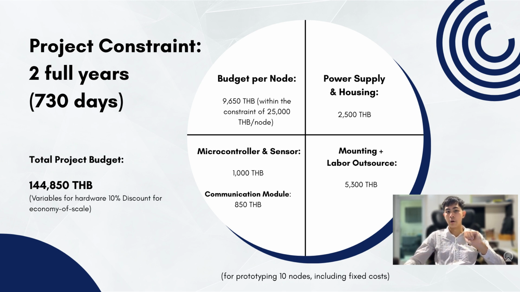We also have a power supply and housing, which costs around 2,500. For microprocessor and sensor hardware, each one will cost around 1,000 Thai baht. And the communication modules send feedback to the server. For our labor, we're going to have the labor outsourced from an external organization. They're going to take care of our project, which costs around 5,300 baht per module.